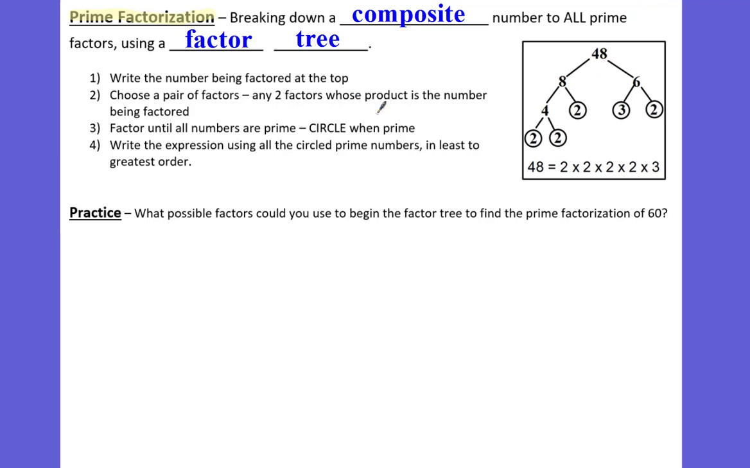Step 2 is you choose a pair of factors. Any two factors whose product is the number being factored. So remember, factors mean that you're going to multiply them together. So I like to put a little multiplication symbol in between. 8 times 6 is going to give me 48. Are there other factors that will give you 48? Sure.